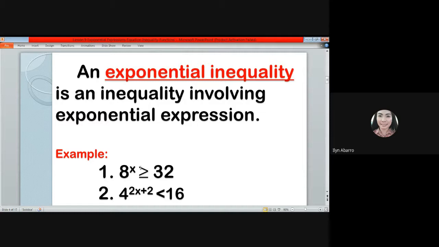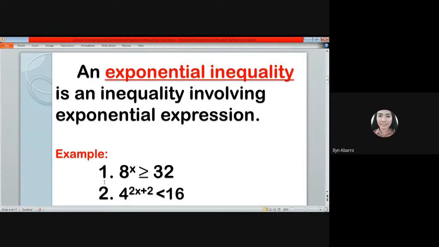So in here we have the exponential expression at the left side of the inequality. So 8 is the base that is greater than 0 and not 1. And we have the variable x in the exponent. So this is already an exponential inequality.